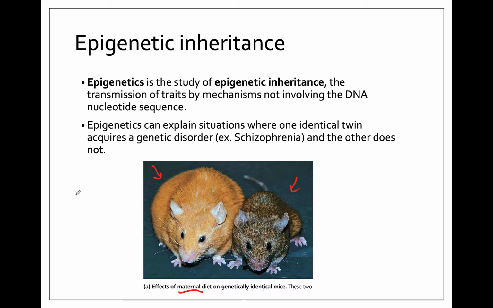So epigenetics is one field of study that we've been looking at in the last couple of decades, which might be able to explain situations where you have identical twins, and one of the twins is treated for schizophrenia, which has a genetic basis. However, the other one does not have schizophrenia. And that might be because the gene that causes the schizophrenia was methylated differently in those two individuals, even though their genetic sequence is the same.